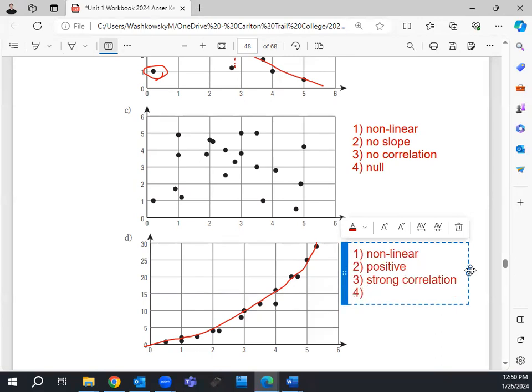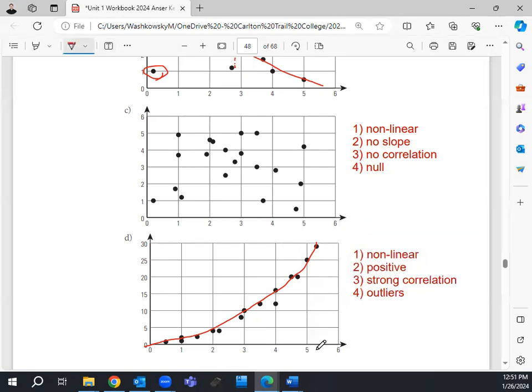And then finally, is there any outliers here? No. No, not really. It seems like a really strong correlation. I don't see a point that's way over here. So yeah, there's no outliers. So again, those are just some examples here to kind of visualize what some of these definitions mean.